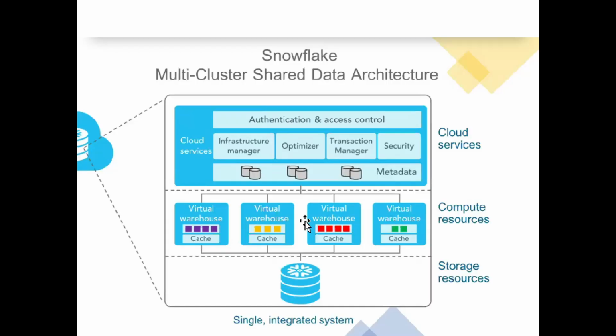So when we run a query, first it will come to the cloud services layer, that means this layer. After coming to the cloud services layer, it will check the authentication, that means access control. The person who is trying to access Snowflake with this query, whether I am a valid user or not, it will check first.